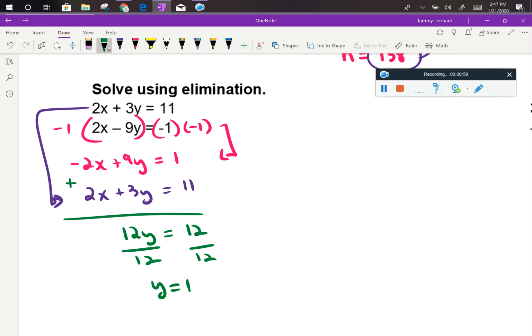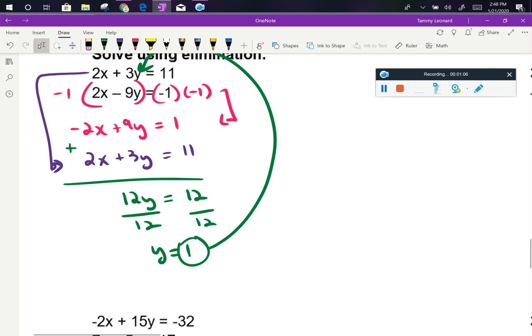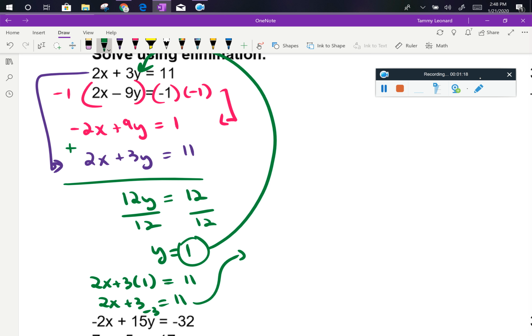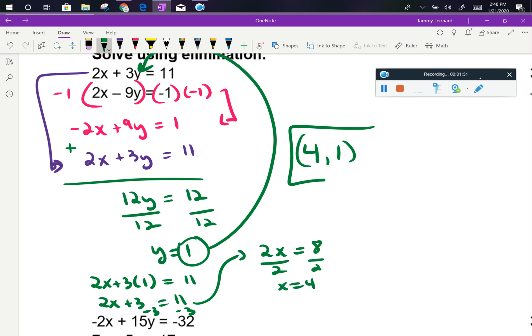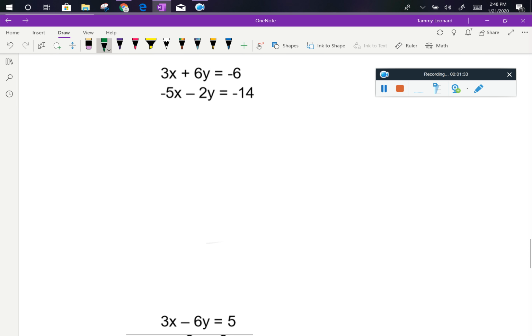We can substitute that value for y into either of the original problems. The top one looks a little bit simpler for me, so that's where I'm going to put it. We have 2x plus 3 times 1 equals 11. We know that that's really 2x plus 3 equals 11. If we keep solving, we're going to subtract 3 from each side. So 2x is equal to 8, and dividing both sides by 2, x is equal to 4. Don't forget to write your final answer. 4, 1 is the point of intersection for those two lines.